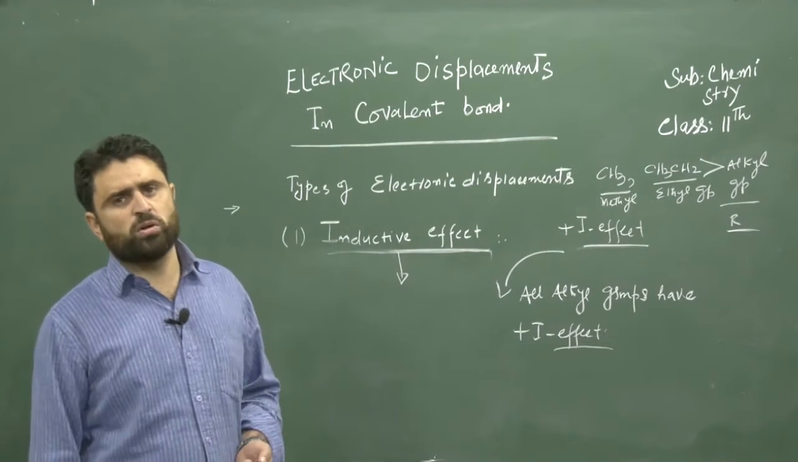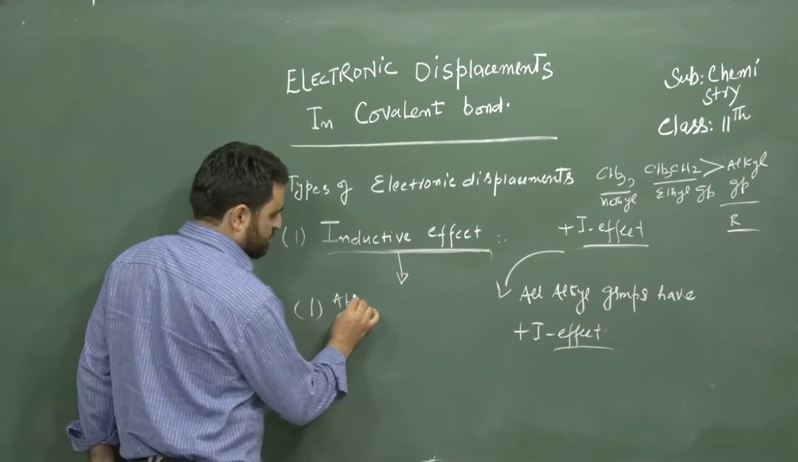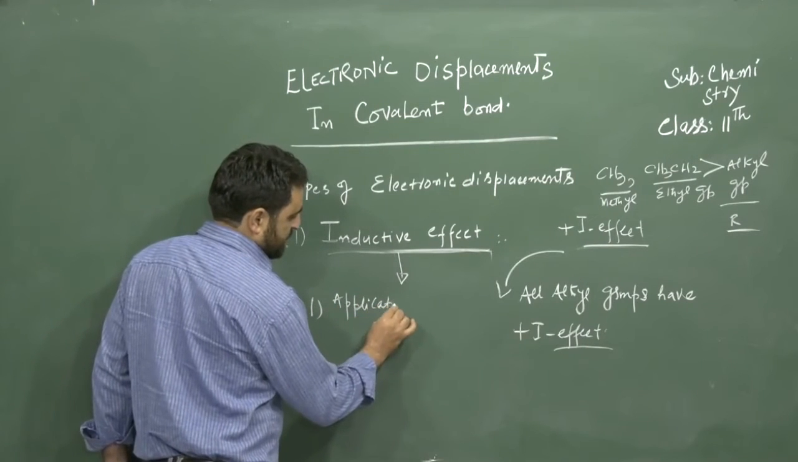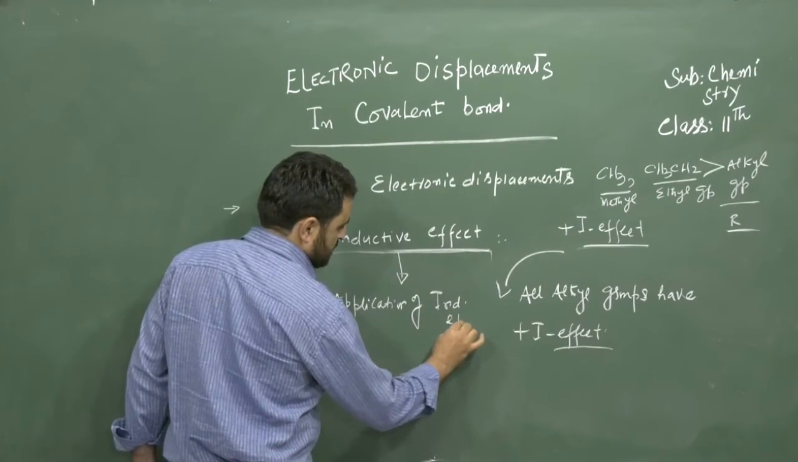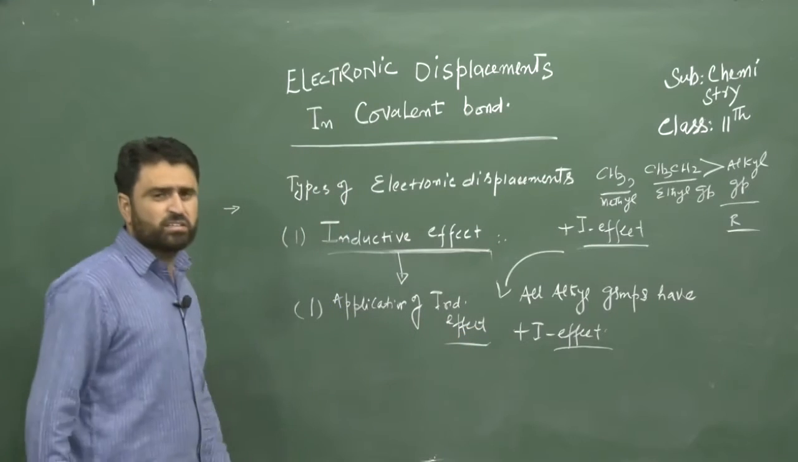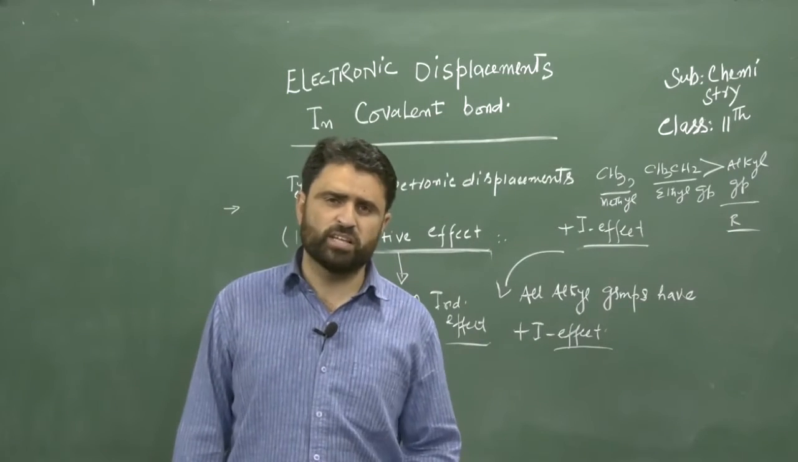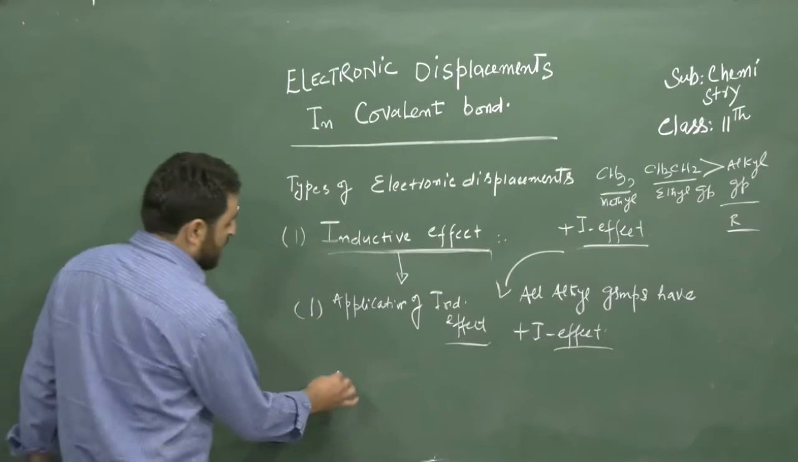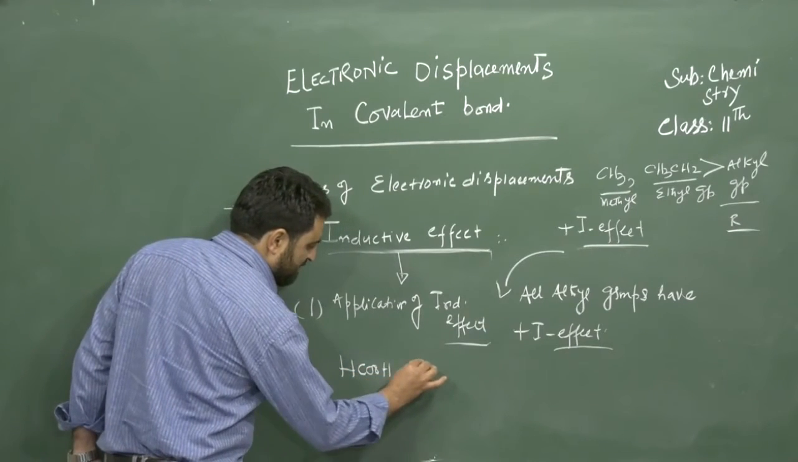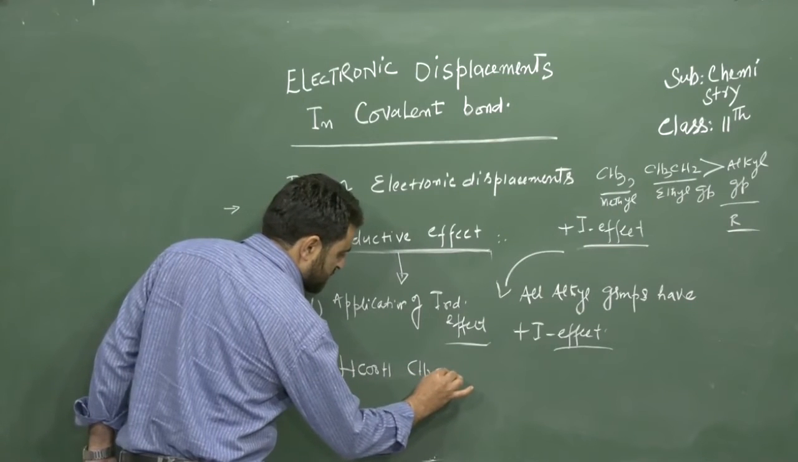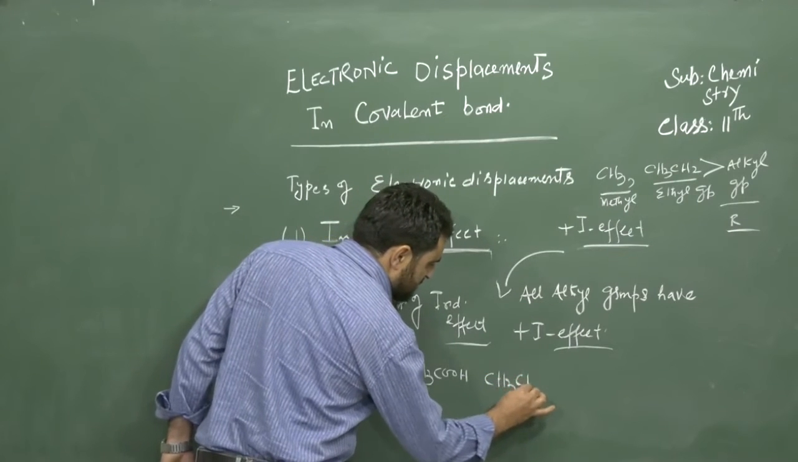If I write CH3, CH2, CH2, then Cl, like this. This is the alkyl part, this is the hydrocarbon part, and this is the halogen part. This has a higher electronegativity than this, therefore this releases electron. So here partial positive, double positive, triple positive. As the distance between the electronegative atom and carbon increases, this inductive effect decreases.